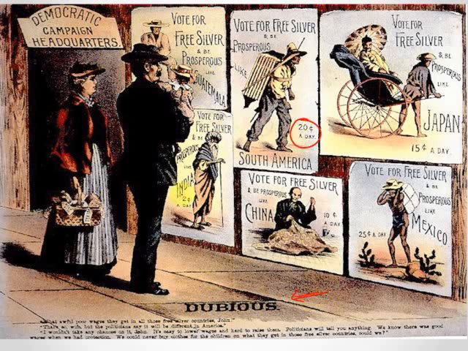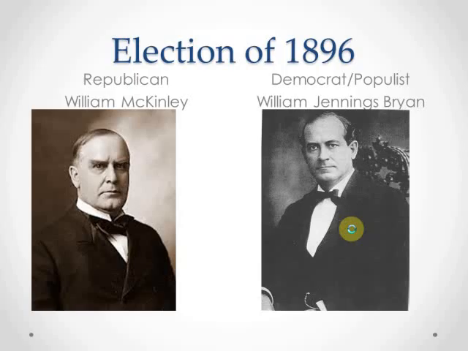Now, look at these wages. 20 cents a day. 2 cents a day. 15 cents a day. 10 cents a day. 25 cents a day. Are those good or bad wages? Bad. They're not very good wages. So the argument is suggesting if we adopt silver, this will not be as good as people are promising it to be. So it's dubious.